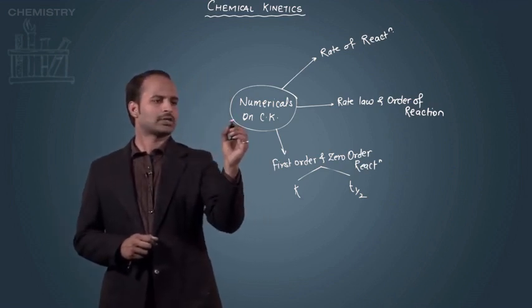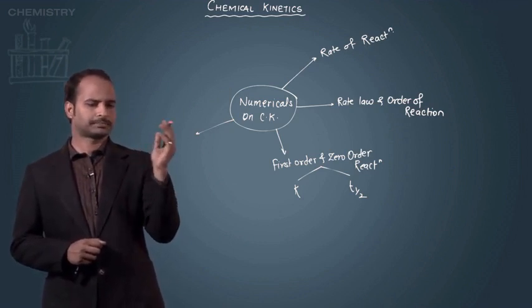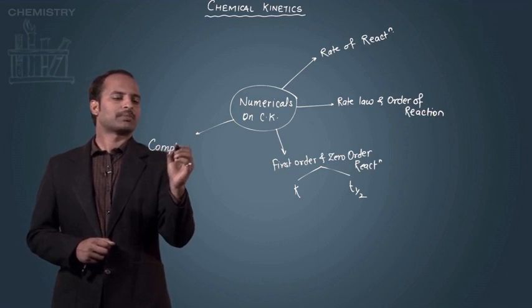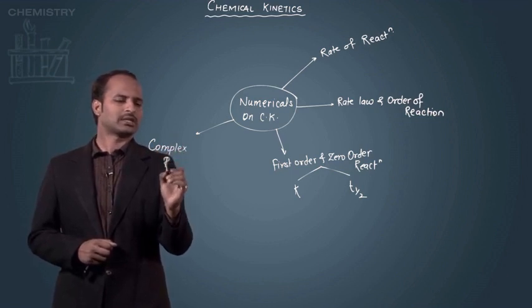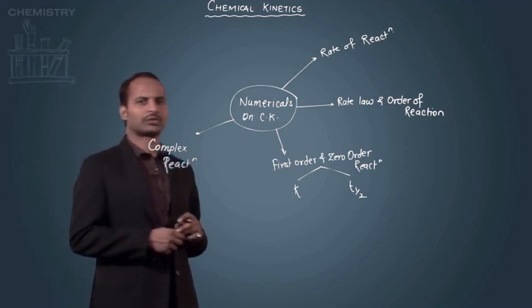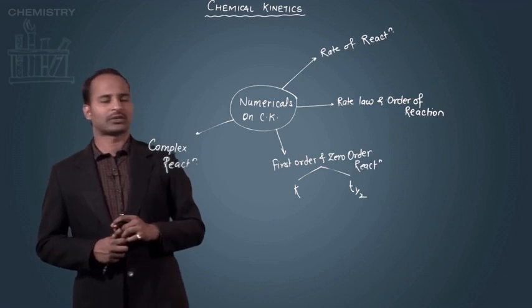Then next, the questions are asked from the mechanism of the reaction, that is a complex reaction. In this case, they give a complex reaction, their steps and all, and then you have to determine the rate law for a given reaction, which depends on the rate of the slowest step.